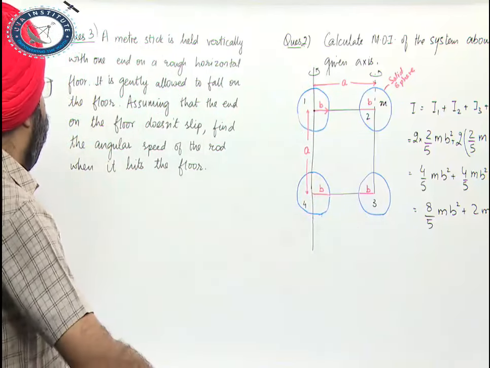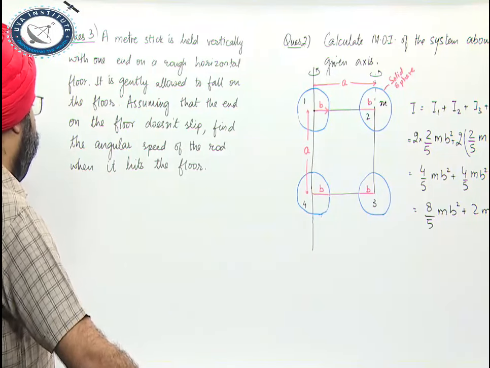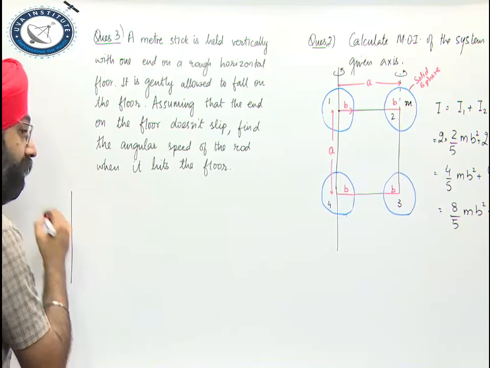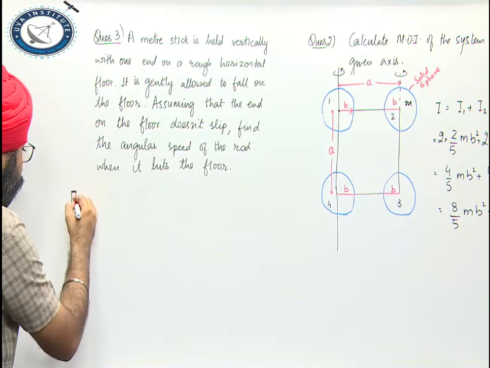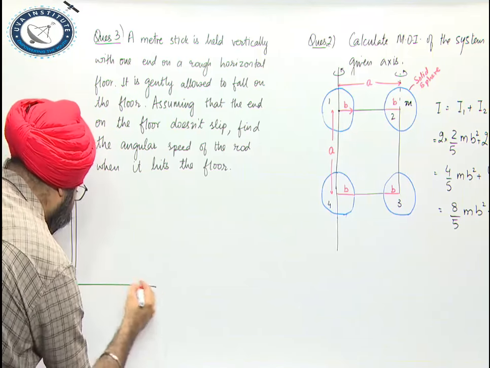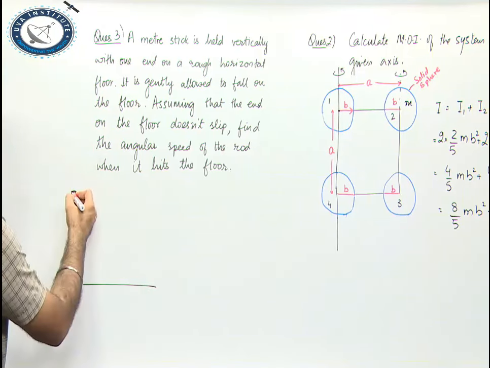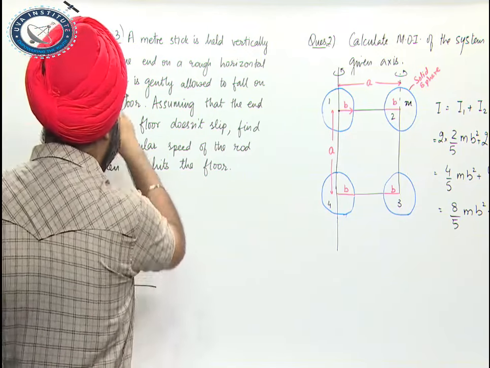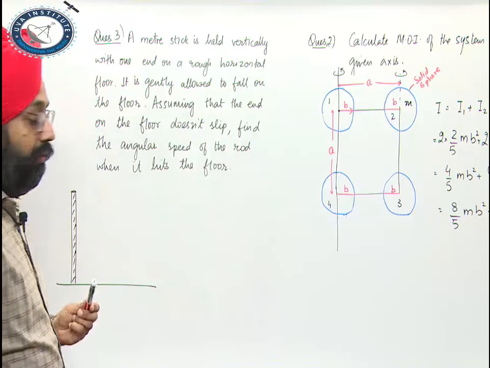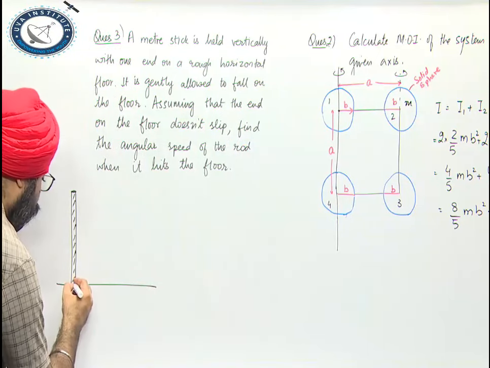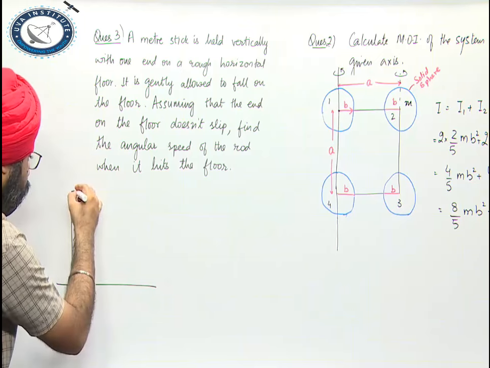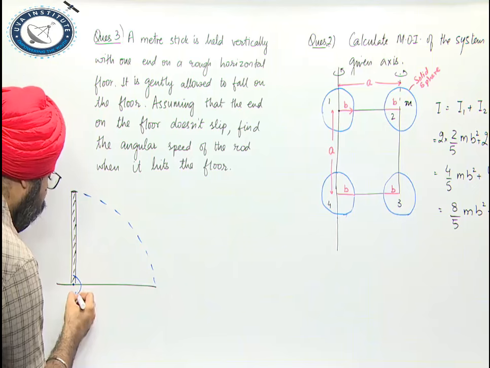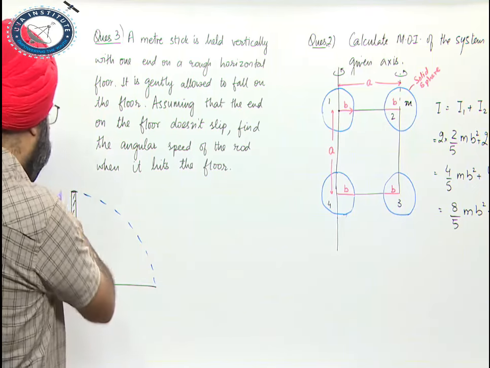A meter stick is held vertically with one end on a rough horizontal floor. Now this is the horizontal floor and this is my meter stick, held vertically on the ground like this. As per the question, it is gently allowed to fall on the floor. When the stick is gently allowed to fall, it will rotate about this point and fall like this. This point will be my axis of rotation throughout the fall.